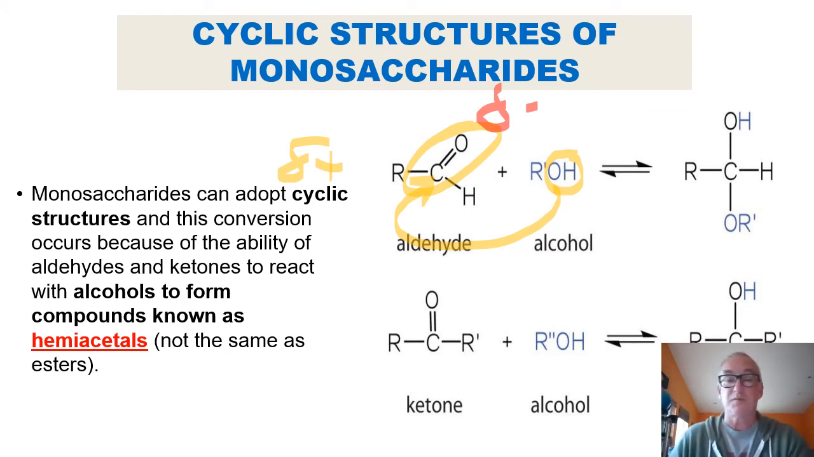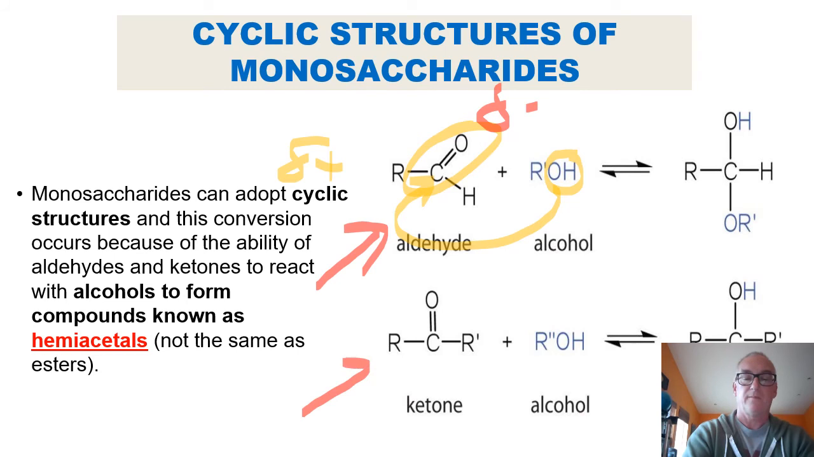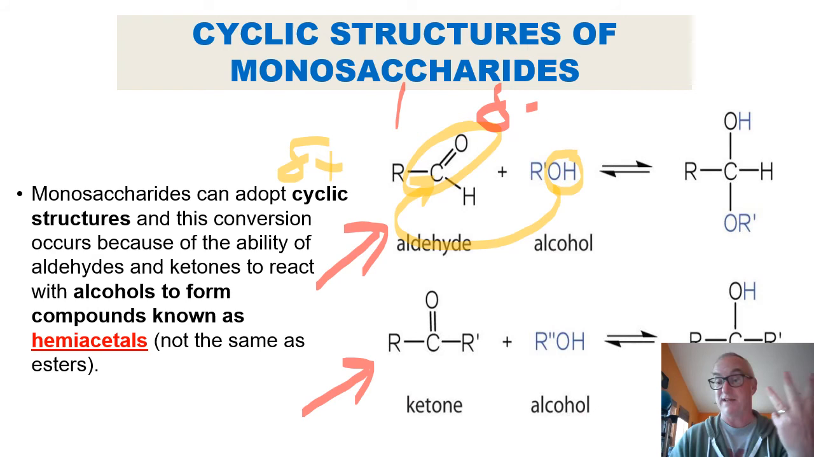And that occurs both with the aldehyde carbonyl group and the ketone carbonyl group, both of them. So this would be with carbon one. So remember, an aldehyde is on carbon one. That's what makes it an aldehyde. It's on the end of the chain. And the ketone is on carbon two.